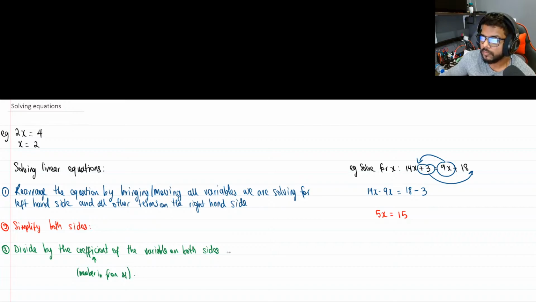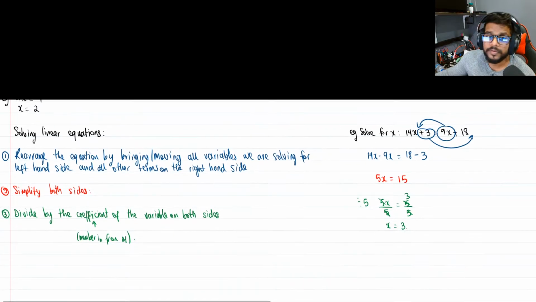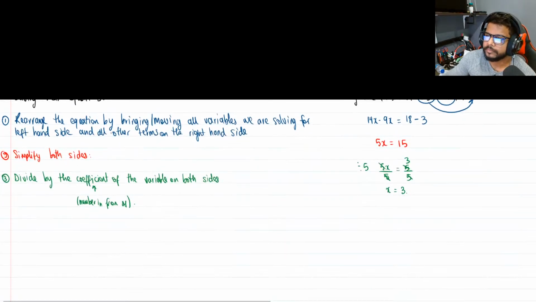So the number in front of the variable is 5. So I'll put down the operation of dividing by 5 on both sides. 5x over 5 is 15 over 5. The 5 cancels with the 5, 5 cancels with the 15 to give me 3. And I get x is equal to 3. 3 very, very simple steps. Once I follow these 3 simple steps, I can solve any linear equation I come across. Any linear equation.